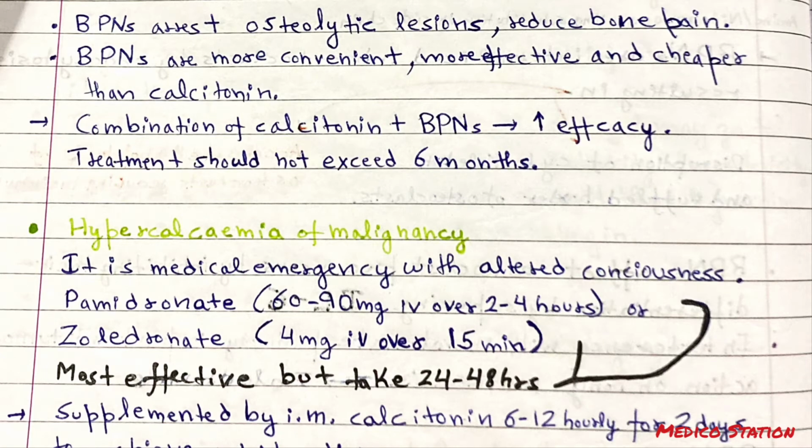Bisphosphonates are more convenient, more effective, and cheaper than calcitonin. Combination of calcitonin and bisphosphonates increases the efficacy. Treatment should not exceed 6 months.